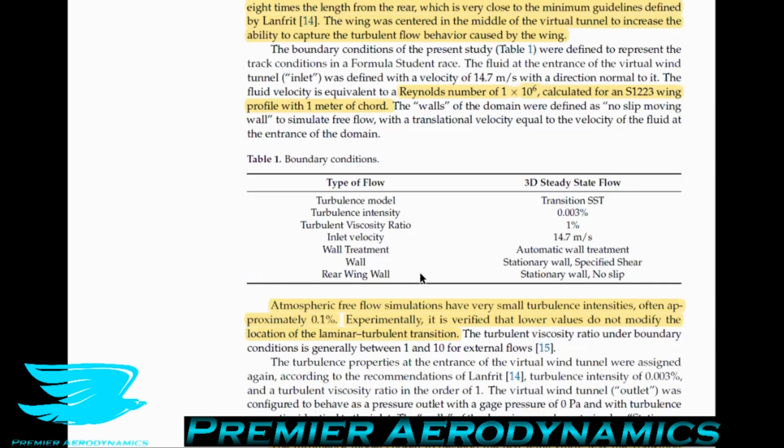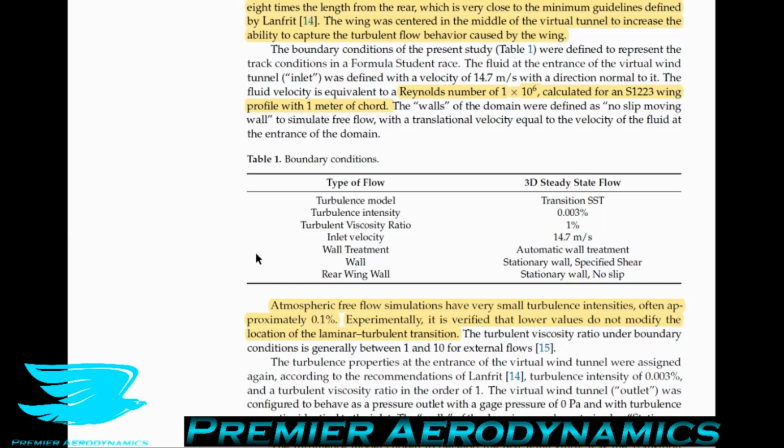Now we talk about something quite interesting. So they say here, the atmospheric free flow simulations had a very small turbulence intensity, and they usually have. So they're saying in real life atmospheric conditions, the turbulence intensity is approximately 0.1%. Now, I don't know where they're getting that value from, because generally the rule of thumb is about 5% to 10%, and that's pretty standard. It could be less, could be more.